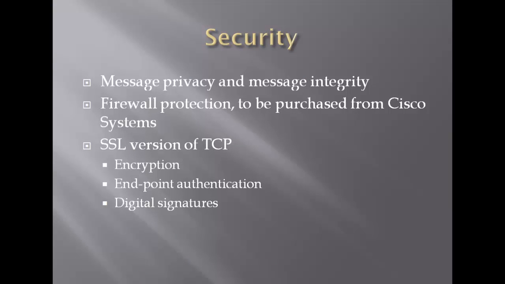Security is an important consideration for this Internet. There are two main aspects of network security: message privacy and message integrity. First, the church will purchase firewall hardware and software from Cisco Systems to protect the central network from intrusion. This will block unauthorized viewing and manipulation of internal files. Also, the Internet will use SSL as part of the transport protocol to provide encryption for all data traveling through the network, endpoint authentication to ensure that users who do not have the correct key cannot access messages, and digital signatures to verify that the source of data is a legitimate registered user.